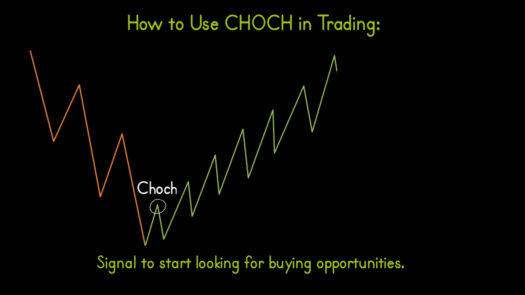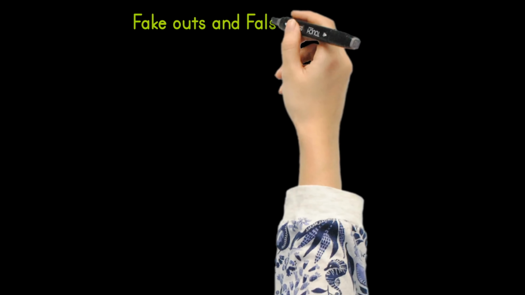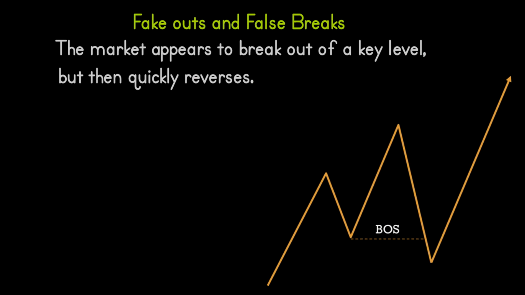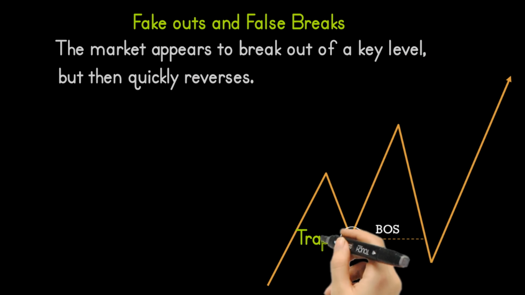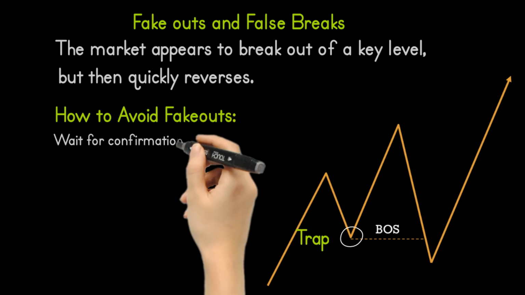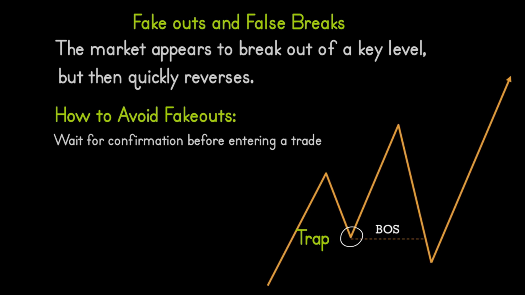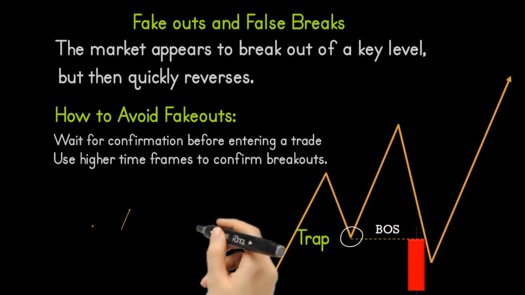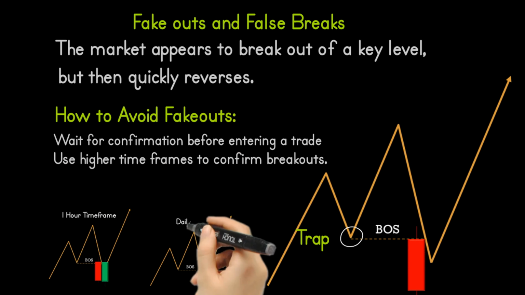Fakeouts and false breaks. A fakeout is when the market appears to break out of a key level, but then quickly reverses. This often traps traders who think the market is going to continue in that direction. How to avoid fakeouts. Wait for confirmation before entering a trade after a breakout. This means waiting for a strong candle to close beyond the breakout point. Use higher time frames to confirm breakouts. A breakout on a 1-hour chart may not hold on a daily chart.